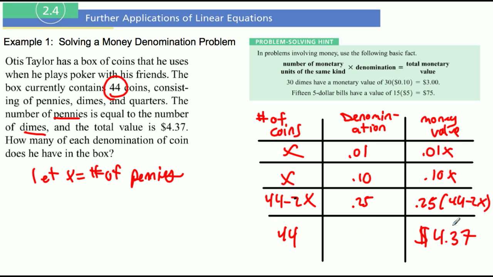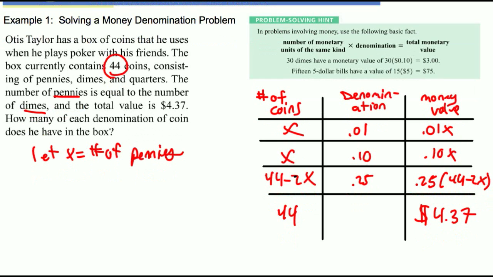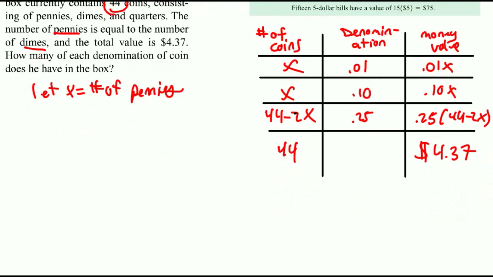the total of $4.37. So would it make sense that if you add up the money value of the pennies, the money value of the dimes, and the money value of the quarters, add all 3 of those up, you would get $4.37? All right, so that's how we're going to create our mathematical equation.